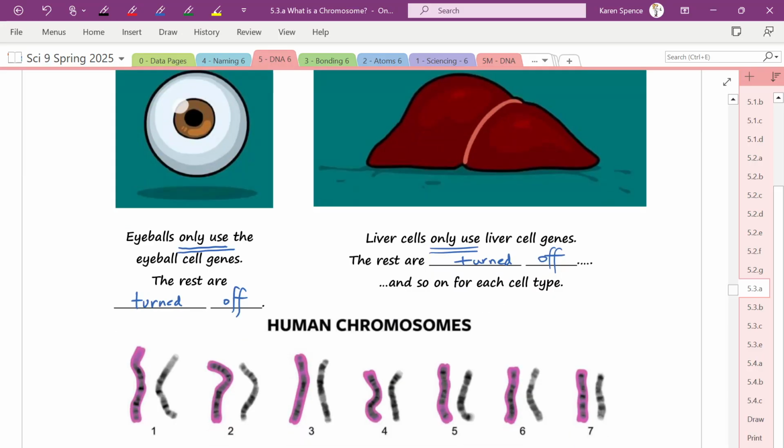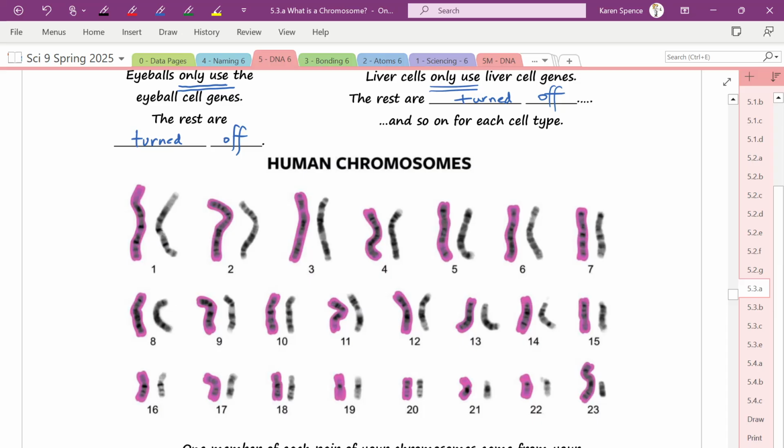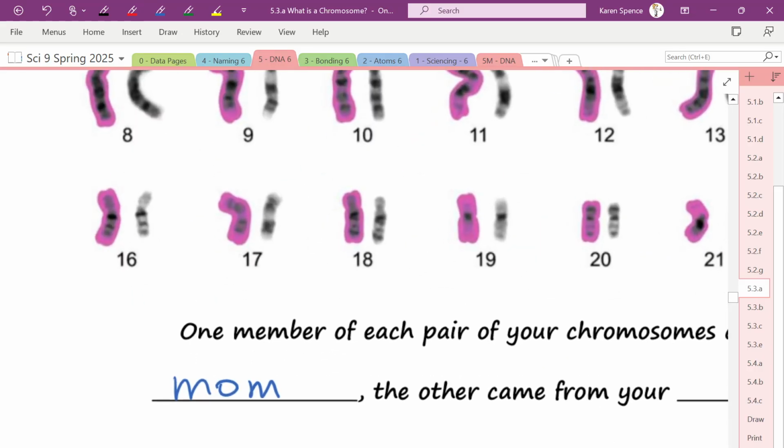So here are our chromosomes. And you can see we have highlighted one half of them. And we can say that half of them came from your who? Mom. And I'm going to show you a little symbol that we often use in genetics to represent the mom. Okay, and it looks like this.